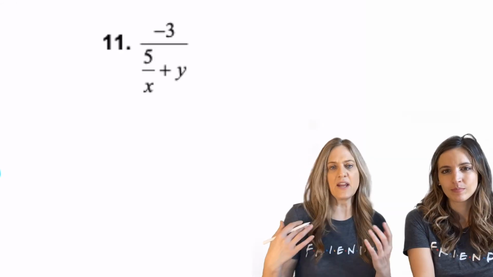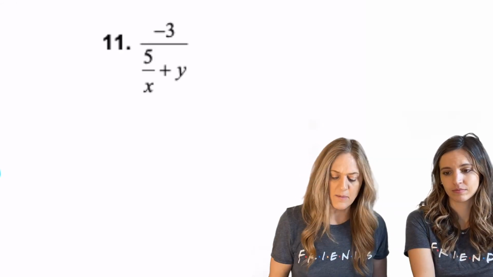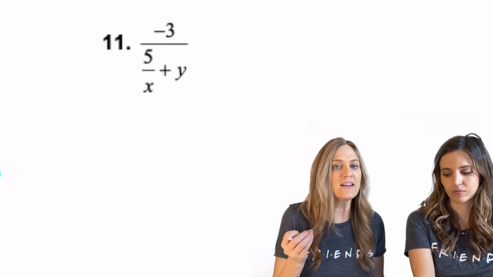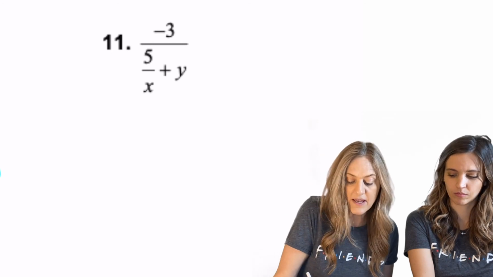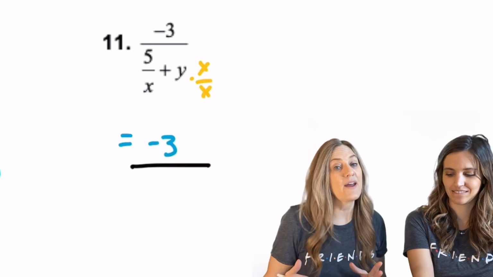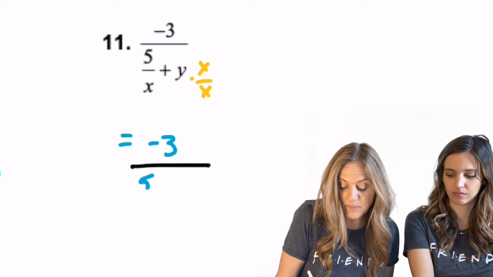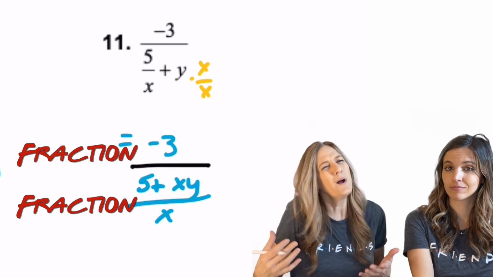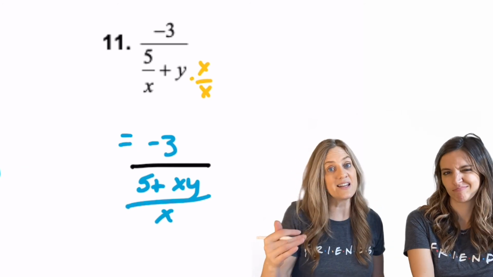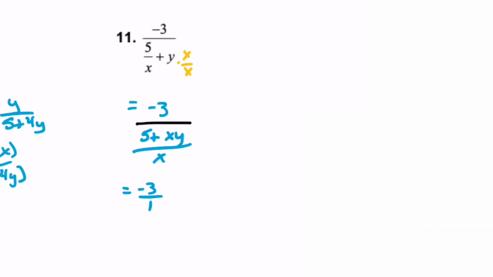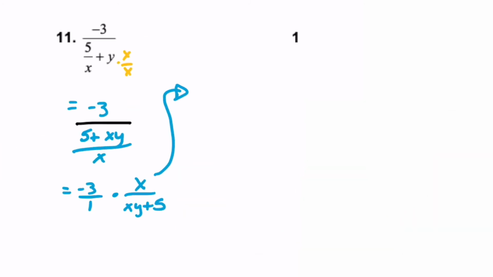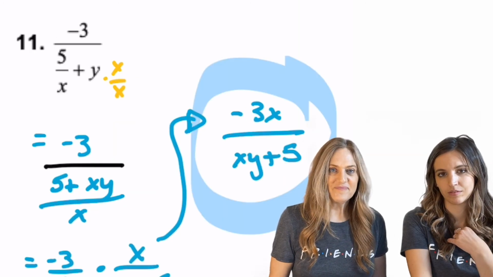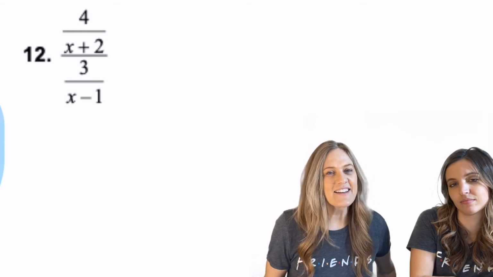So in this next one, I have -3. That's all fine and good, but look at that denominator. 5 divided by x plus y. Can't have that sum there, so let's go ahead and add it up and make it a single fraction. Need to multiply the y by x divided by x. So now we have -3 divided by 5 plus xy divided by x. Now it's fraction divided by fraction. Well, the -3, remember, you can think of that as -3 divided by 1. And there's our final answer. All right, finish that last example.